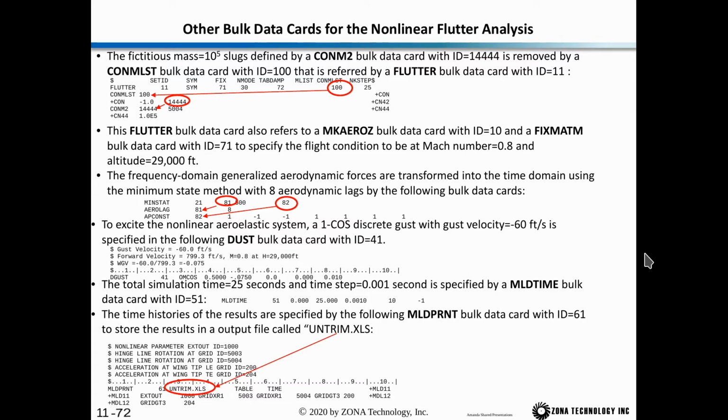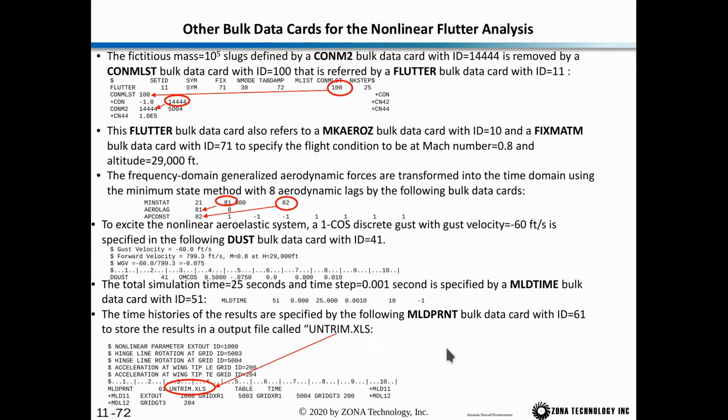Now to excite the nonlinear aeroelastic system, a 1 minus cosine discrete gust with a gust velocity of minus 60 feet per second is specified by the DGUST bulk data card as shown here. And in our comments here we have our calculations of how we calculate the WGV and the gust velocity. Now the total simulation time of 25 seconds with a time step of 0.001 seconds are specified in the MLD time bulk data card shown here.